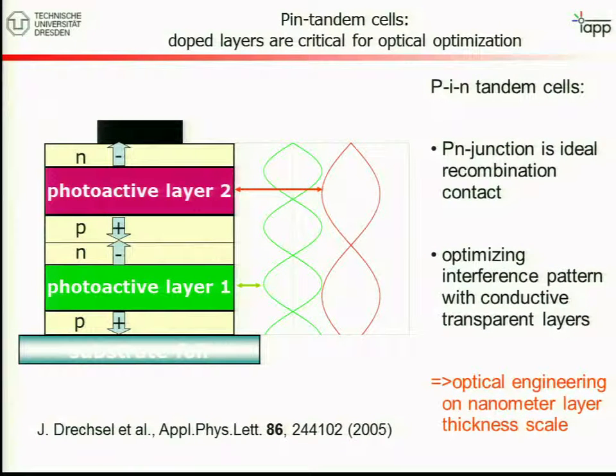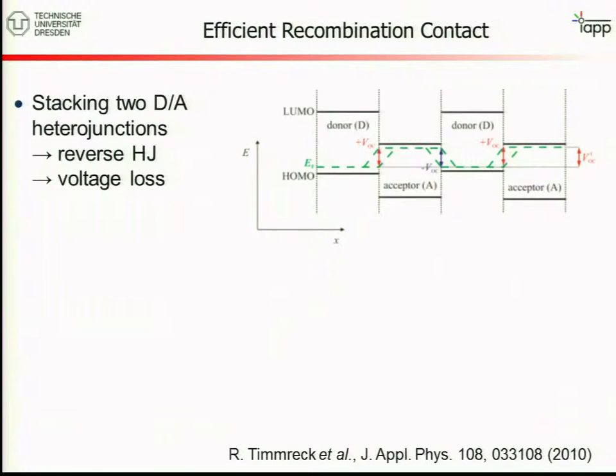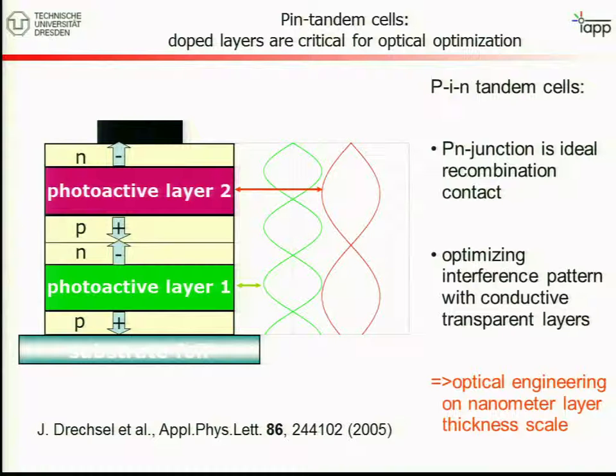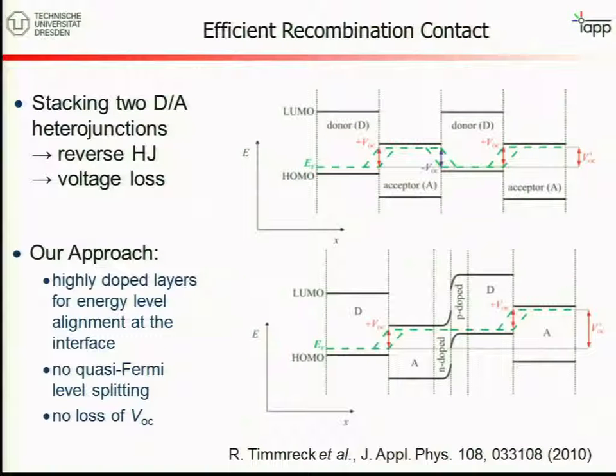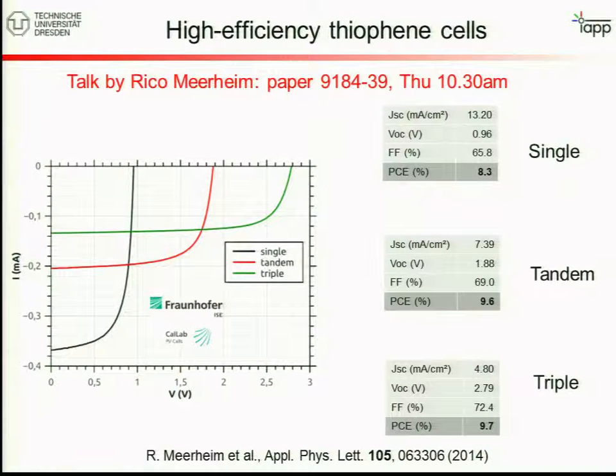Fortunately, it's quite easy to do tandems with organics, especially with these evaporated ones. We do PIN cells, and the PN contact in the center is actually already the recombination contact you need, and by these window layers we can nicely optimize the optics. And the recombination contact is these highly doped layers which allow a direct tunneling of the electrons into the valence states. Using that, Rico did also tandem and triple cells, which achieved almost 10%.